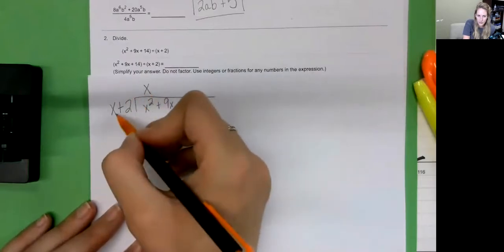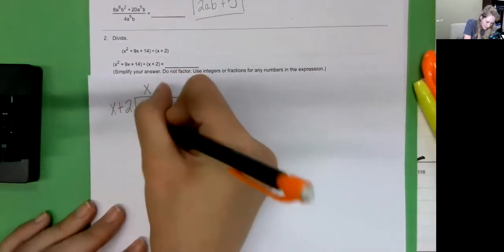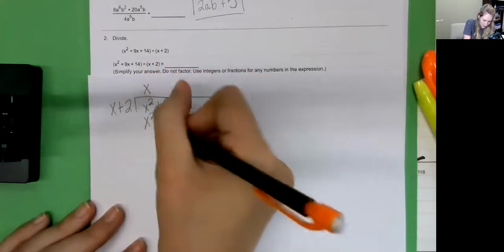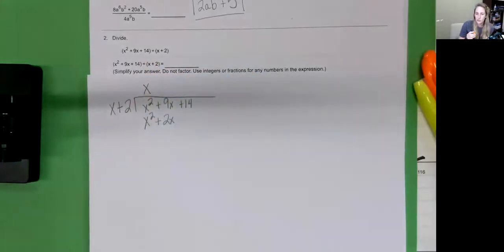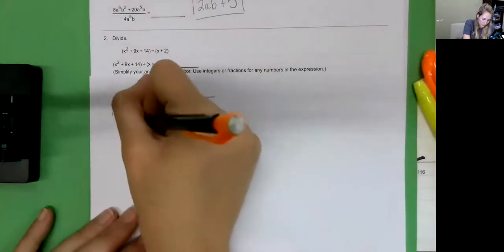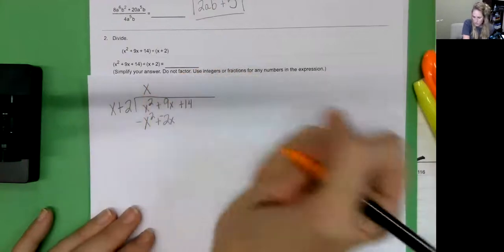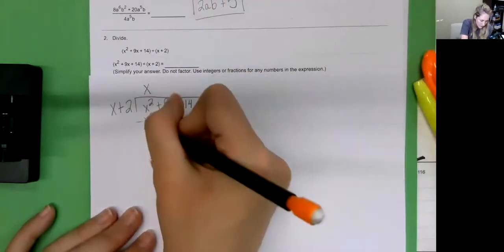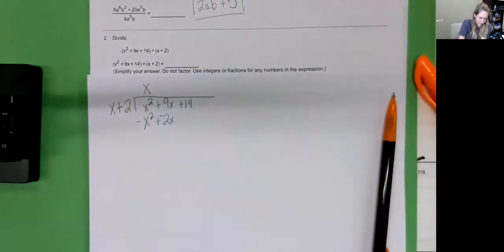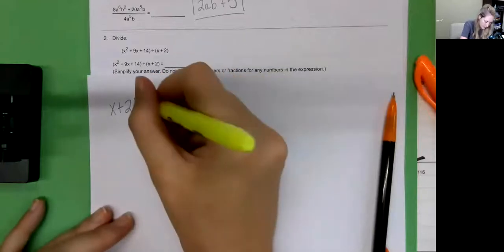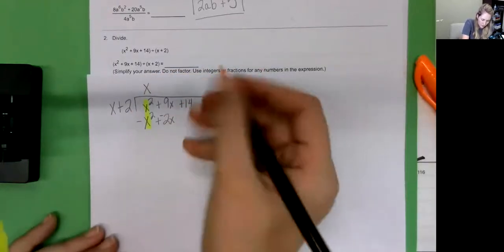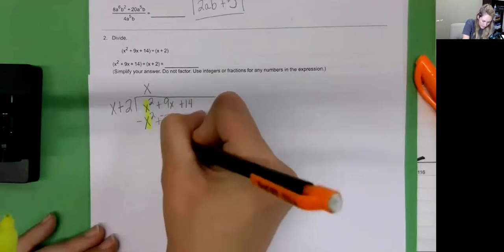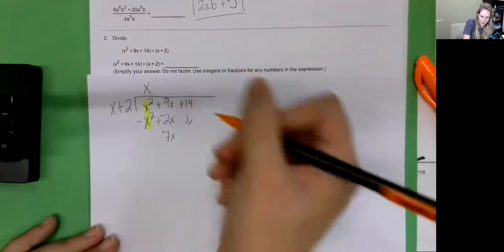Now since we have our x here, we're going to multiply this binomial x plus 2 by x. So x times x is x squared, and x times 2, and it's positive 2, so plus 2x. Now just like when we're doing long division, when you multiply that number, then you have to subtract. So we're going to subtract, which means we're going to change our signs here. So I have x squared subtract x squared, which is 0. So I'm going to highlight that. These are gone. And then 9x subtract 2x would give us 7x. And we'll bring this 14 down.